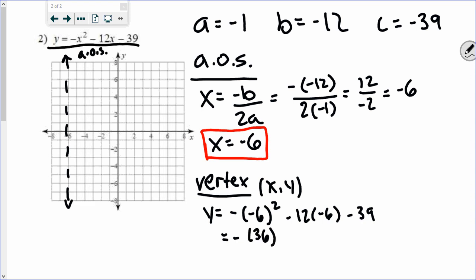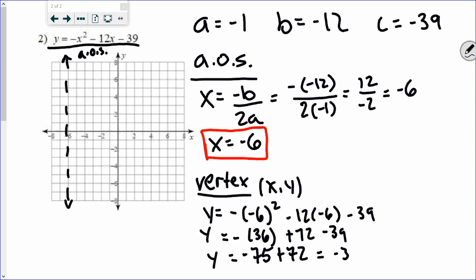Again, you could use your calculator on these. I'd encourage it. But then this becomes what? Negative 12 times negative 6 is positive 72 minus 39. So negative 36 minus 39. What's that going to end up being? I'm going to use my calculator. It's going to be negative 75 plus 72. So that's negative 3, which gives me y equals negative 3.